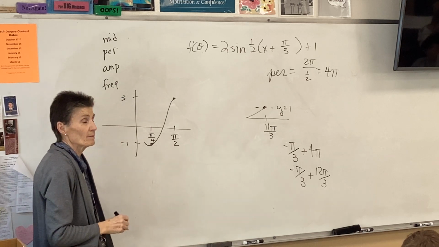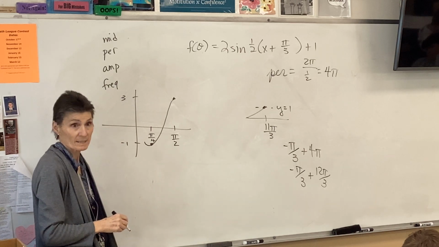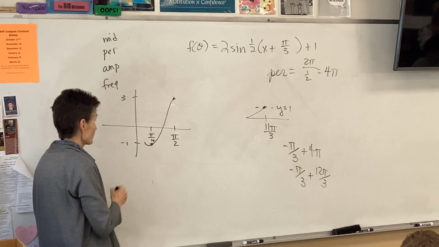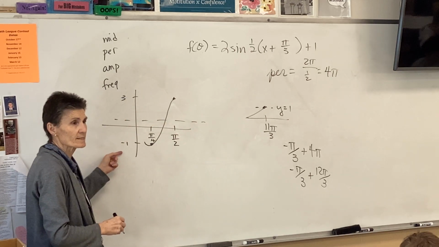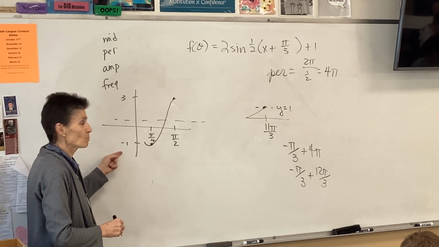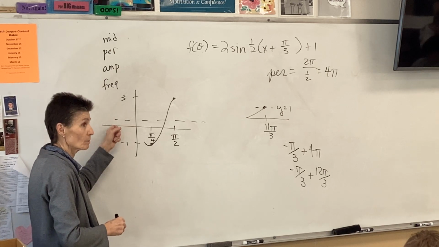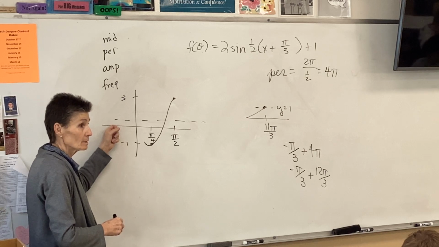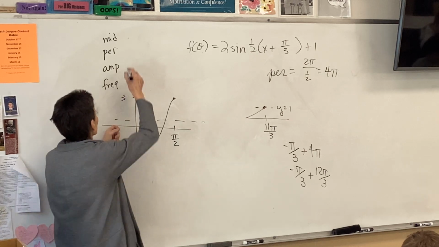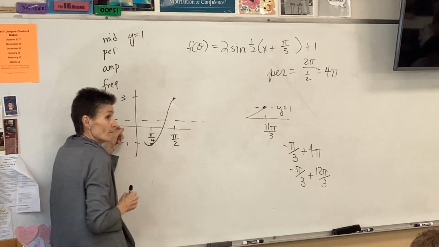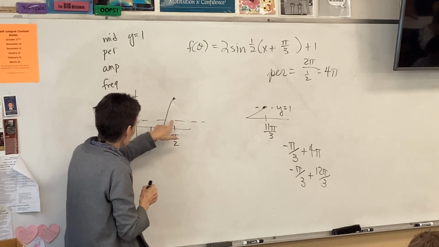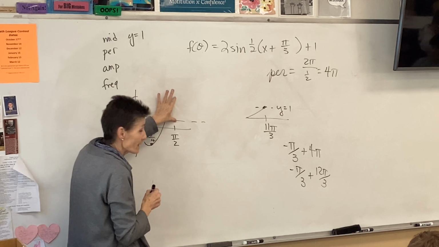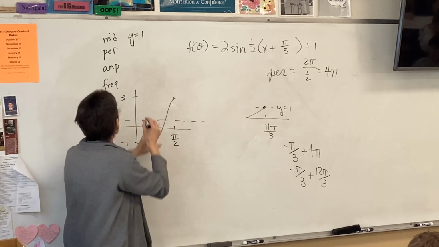Okay. Well, I think the midline is an easy place to start because it's right in the middle of all this. And in fact, it's the two numbers I had just a second ago, because what's halfway between -1 and 3? 1. So my midline is y equals 1. Now, if that's y equals 1, then what is my amplitude? 2.